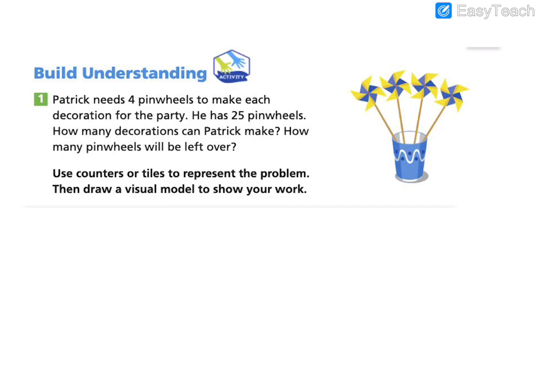Same as usual, if you have counters, you're welcome to get them out and use them. If not, we can do this using a visual model. We know that each decoration, he puts them in a little bucket, has 4 pinwheels, and he has a total of 25 pinwheels. So in order to show each of these decorations, I'm going to draw groups of 4. So we have 1, 2, 3, 4. There's one decoration. Then I'll do my next 4. That would be 8.